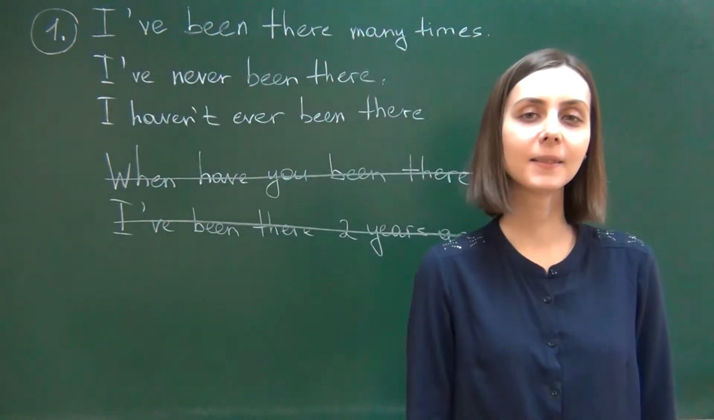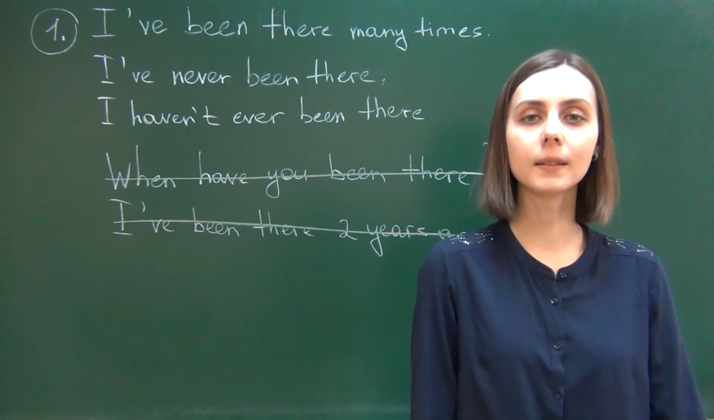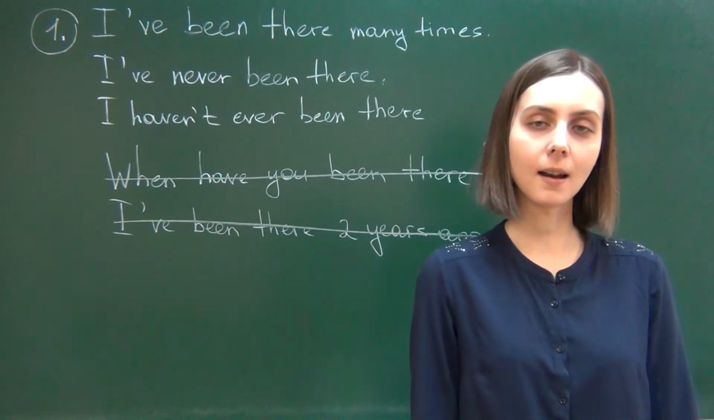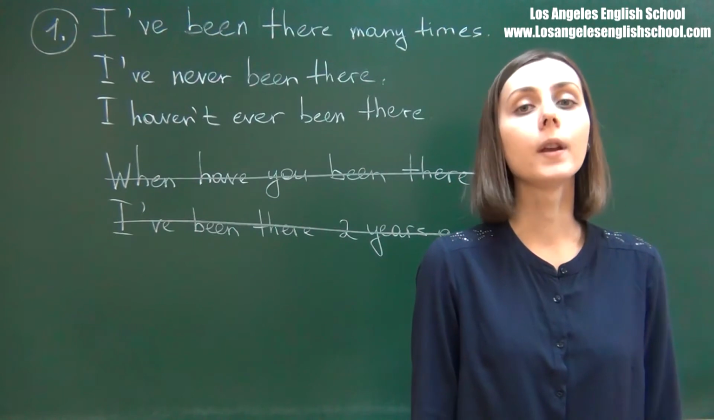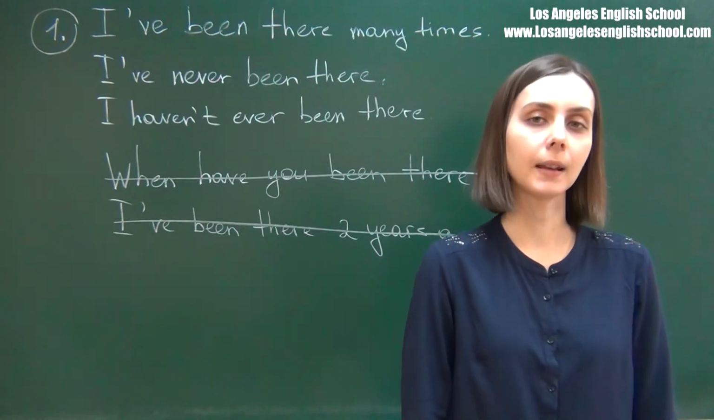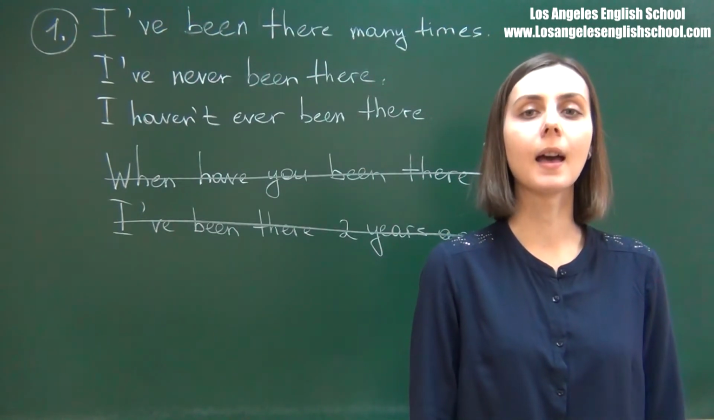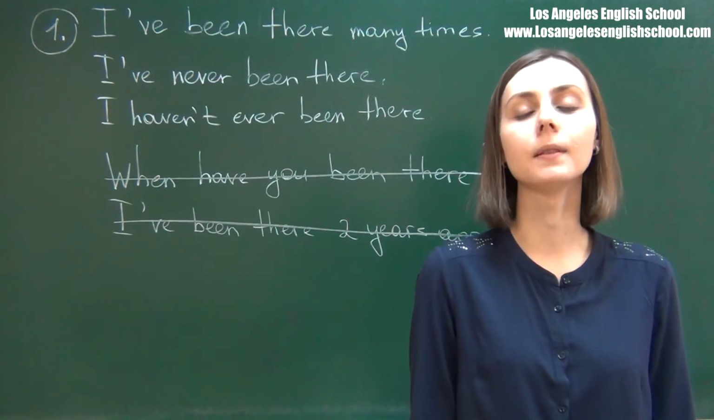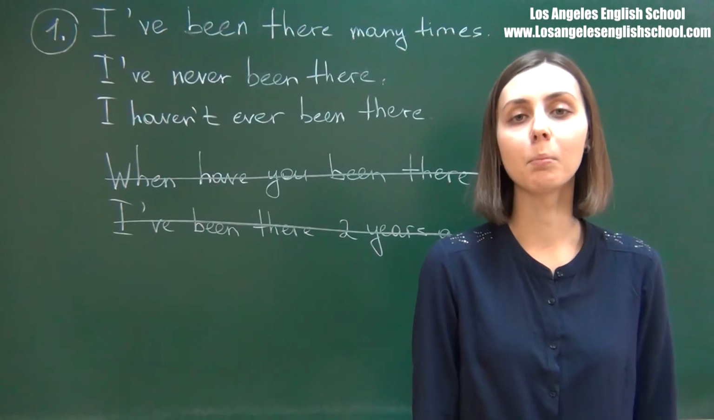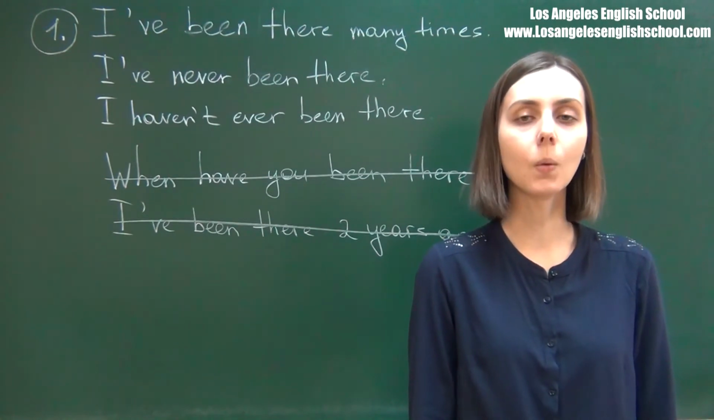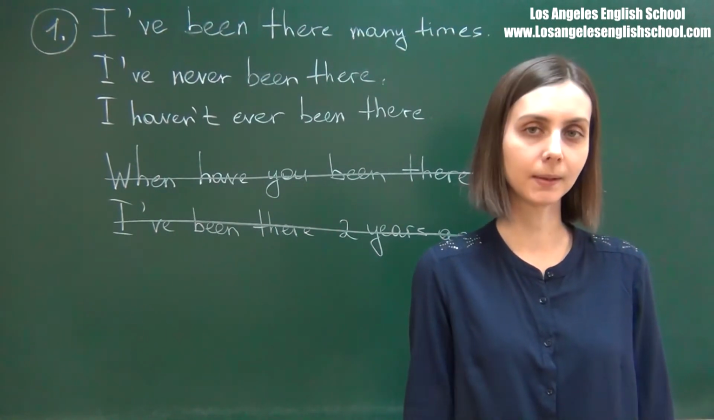Everyone, I'm Helen. In this video we're going to have a quick look at how to use the present perfect tense. We usually use the present perfect tense when we talk about some actions that happened to us in the past and these actions are finished, but we don't say when these actions happened.